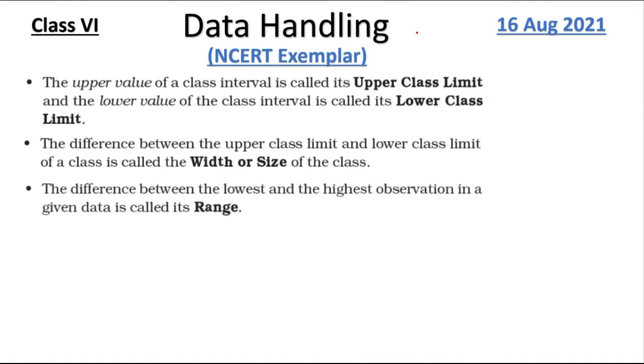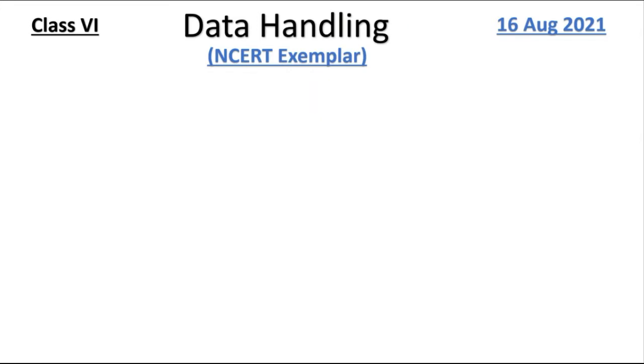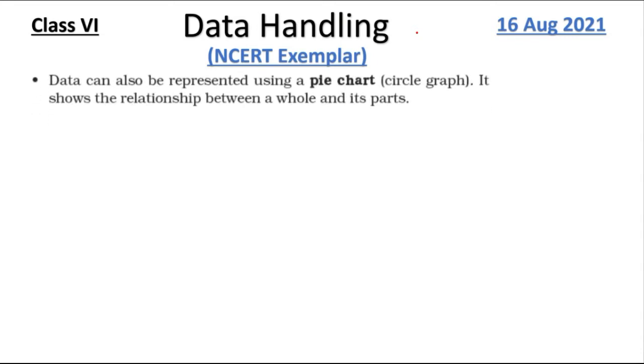The grouped data can be represented by a histogram. Histogram is a type of bar graph where the class intervals are shown on the horizontal axis and the heights of the bars are shown with no gaps between them. Data also can be represented using pie chart or a circle graph. It shows the relationship between a whole and its part.